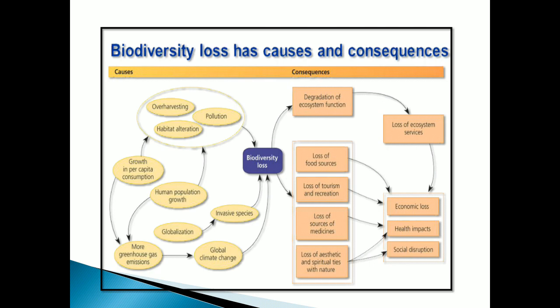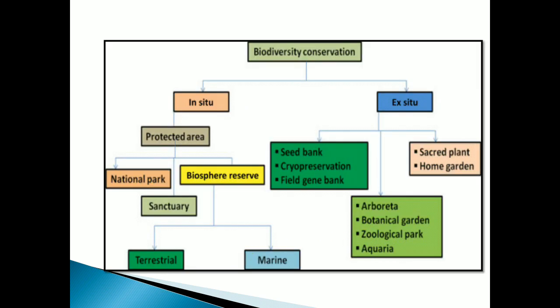Concerning this, causes and consequences are interrelated, shown in a very good chart here. That is why I thought I should add it to the PPT session so that you can understand it. In biodiversity loss, through over-harvesting, pollution and habitat alteration, we are causing degradation and loss of ecosystem services, and economic, health and social disruption also occurs. So the causes and consequences have been represented in this diagram. Understanding these threats, we understand that biodiversity has to be conserved.